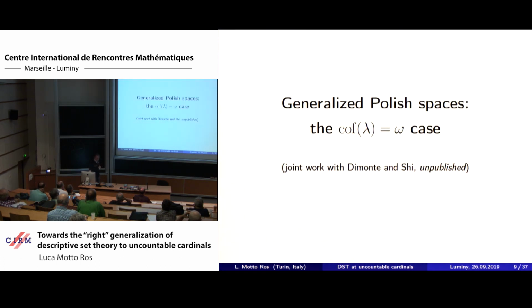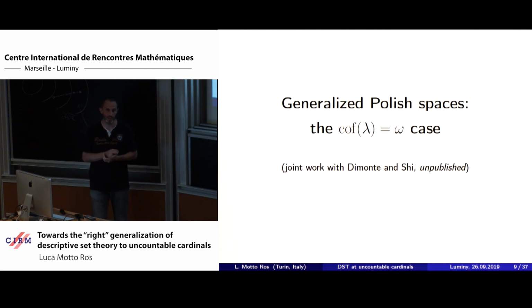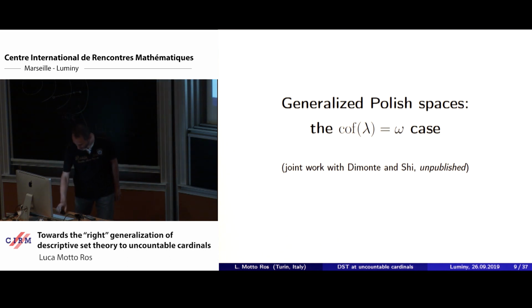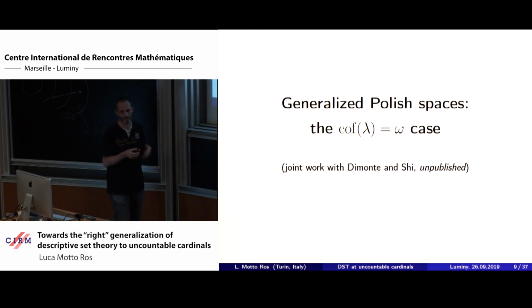One of the cases we already considered, even if the paper is still unpublished, but it's mostly written, one year ago, is the case of countable cofinality. This was one case we studied exactly in connection with I0 lambda and this kind of stuff. So let me present what we got. You will see it is exactly a generalized version of classical descriptive set theory as far as basic results are concerned.